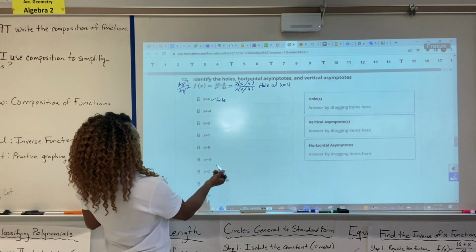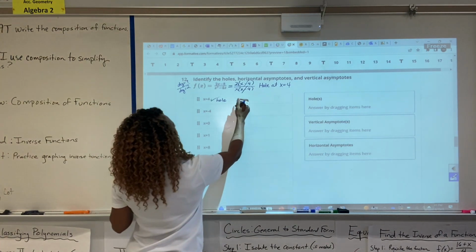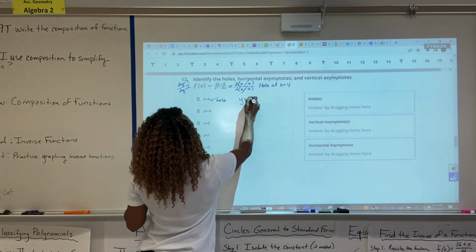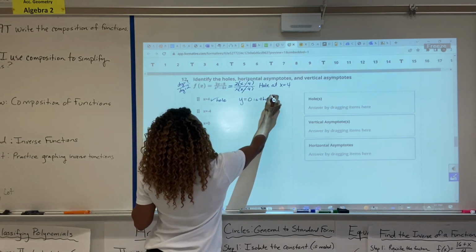So it must be down here. And I'm going to go ahead and just put y equals 0. It's going to be our horizontal asymptote.